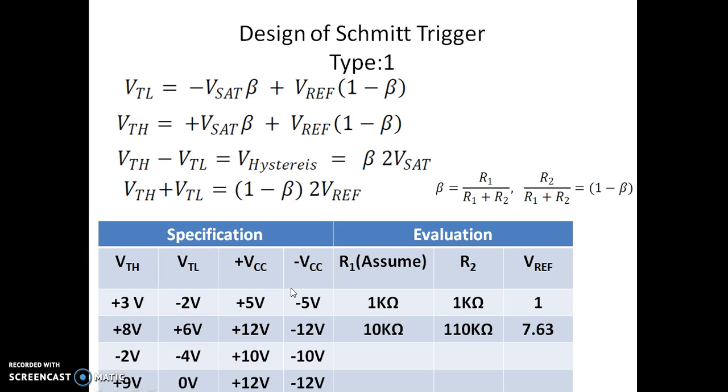We have discussed in the previous videos in detail how we get the expressions for VTL and VTH. If I subtract VTL from VTH, that is VTH minus VTL, we call it the hysteresis voltage. By doing that, we get 2 times beta Vsat. If we add those two, we get 1 minus beta times 2 V reference. So we can design the Schmitt trigger for given specifications, and of course, since we have only two equations and two unknowns, we need to assume a particular value of resistor so that we can estimate the other values.